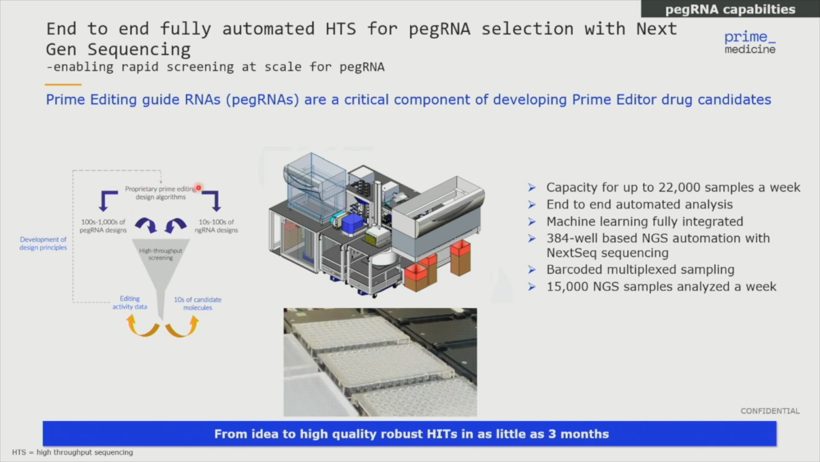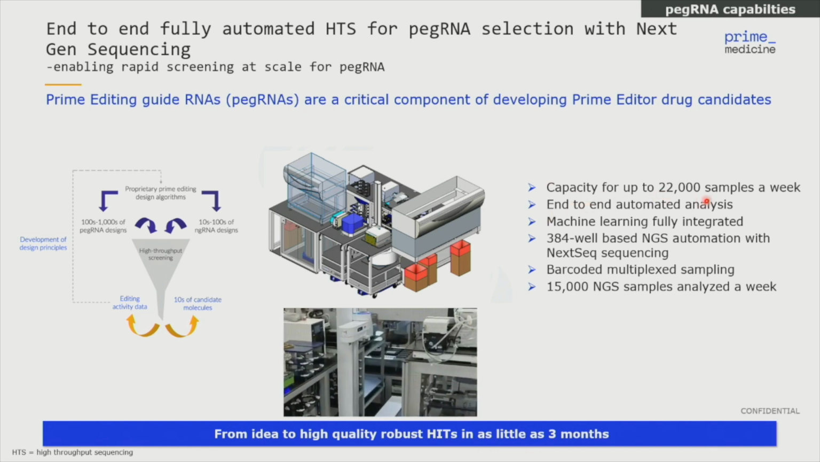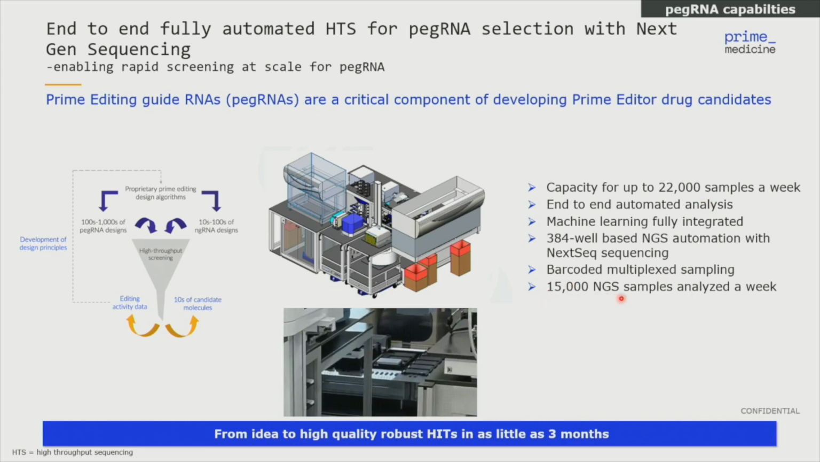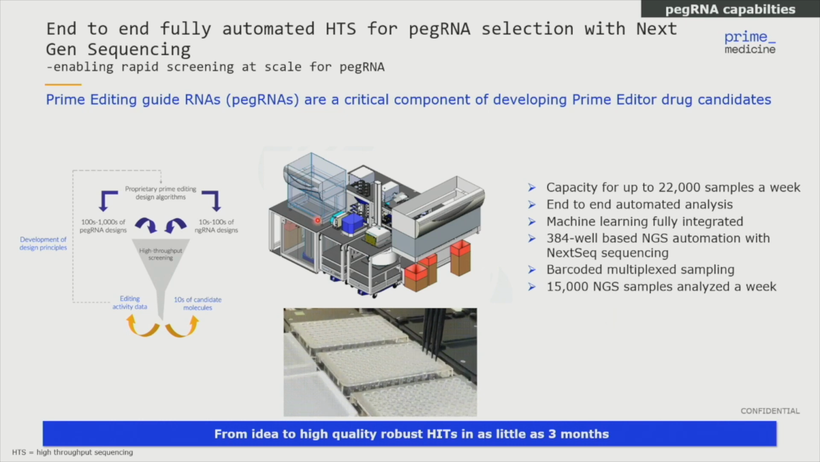We've built this at an industrial scale. We're now able to go from idea to hits that are highly active within as little as 3 months. Here's just some of the capabilities. We're able to screen now 22,000 samples a week, where our next-gen sequencing can go through 15,000 samples a week. And this really is enabling us to industrialize this technology.